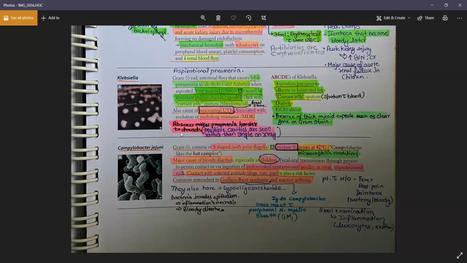So aspiration pneumonia and abscess formation would be there. It could also cause a nosocomial UTI. What you will get are very mucoid colonies, because they have a very thick polysaccharide capsule.